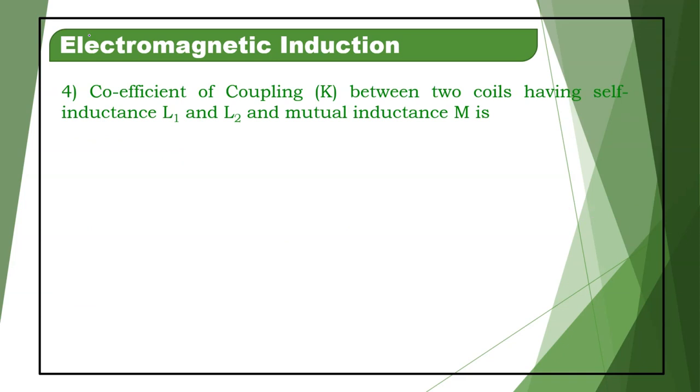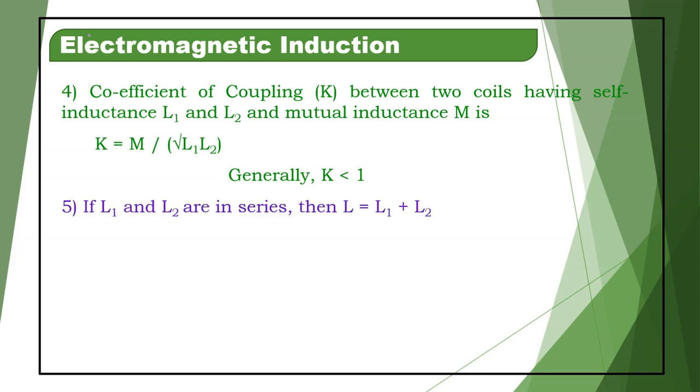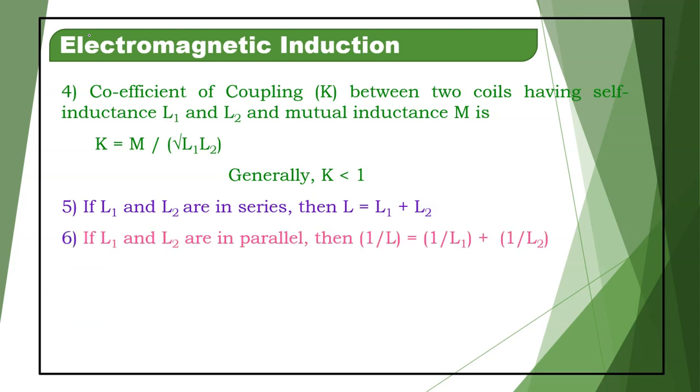Coefficient of coupling between two coils having self-inductance L1 and L2 and mutual inductance M: K is equal to M divided by the square root of L1 L2. Generally K is less than 1. If L1 and L2 are in series, we just add them together. If they are in parallel, then like resistances, 1 by L is equal to 1 by L1 plus 1 by L2.